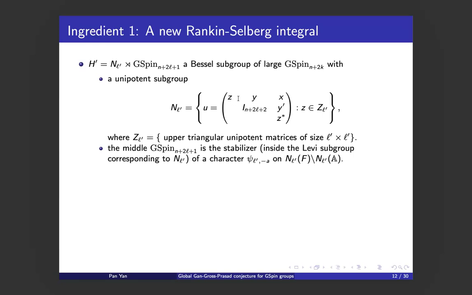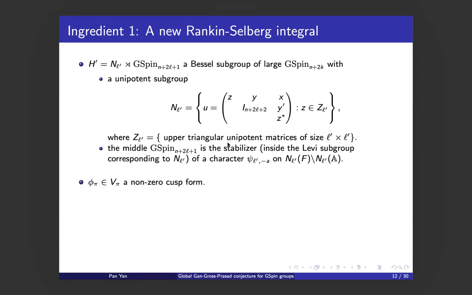So here we have Z, which is upper triangular unipotent of size l prime times l prime. And there's Y and X over here. Y prime depends on Y. So that's a unipotent. And similarly, the middle GSpin n plus 2l plus 1 is the stabilizer of a character on this unipotent.